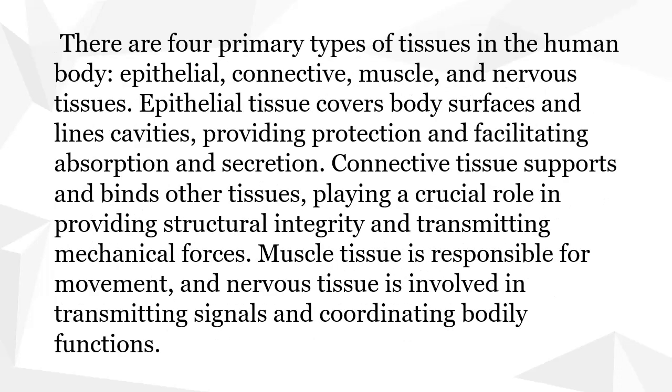There are 4 primary types of tissues in the human body: epithelial, connective, muscle, and nervous tissues. Epithelial tissue covers body surfaces and lines cavities, providing protection and facilitating absorption and secretion. Connective tissue supports and binds other tissues, playing a crucial role in providing structural integrity and transmitting mechanical forces. Muscle tissue is responsible for movement, and nervous tissue is involved in transmitting signals and coordinating bodily functions.